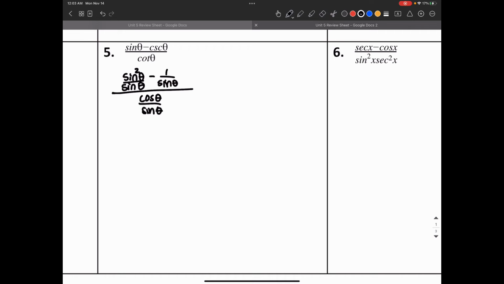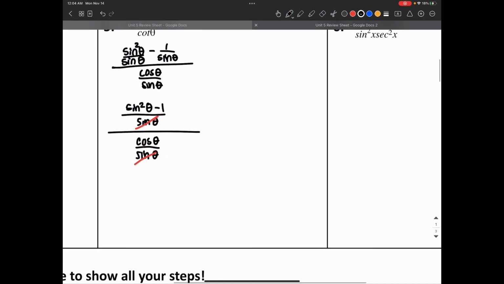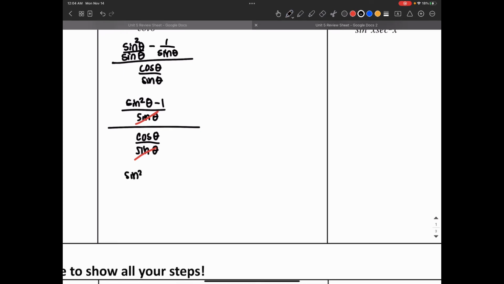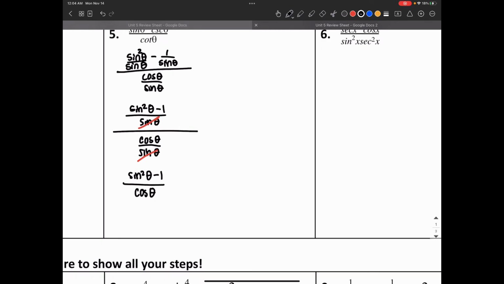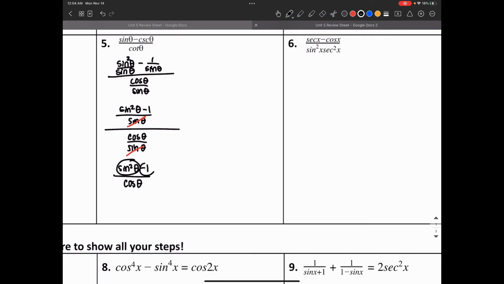So then I'd have sine squared of theta over sine of theta minus 1 over sine of theta in the numerator, divided by cosine of theta over sine of theta in the denominator, which would give me sine squared of theta minus 1 over sine of theta in the numerator all over cosine of theta over sine of theta in the denominator. The sine of theta in the denominator, I can just cancel out. So I'll end up with a fraction: sine squared of theta minus 1 all over cosine of theta. I see sine squared of theta and 1 together, which means I can use the trig identity.